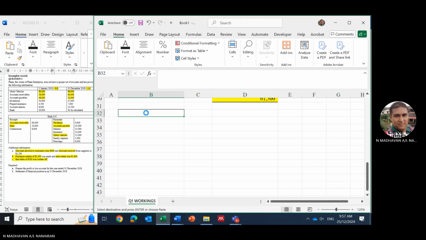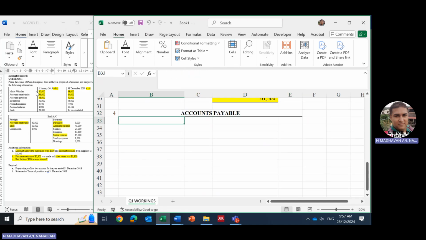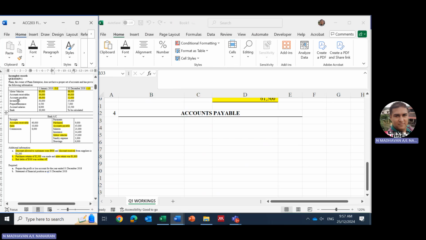Number 4. What account do we prepare? Inventories, do you need to prepare? No need. Inventories, just remember, this is beginning inventory. This one is ending inventory. That's it. No need to do workings, okay? Next, what do you do? Prepaid insurance.